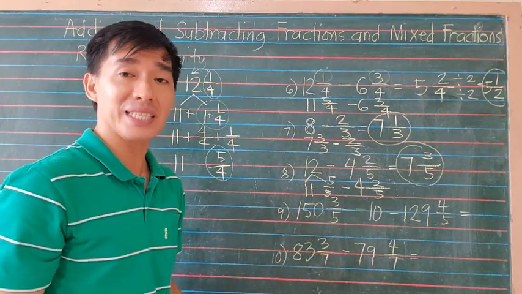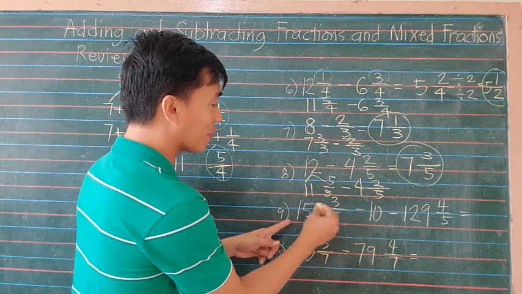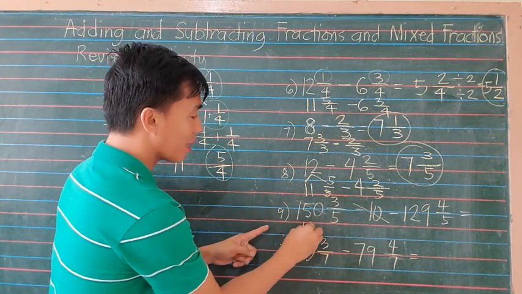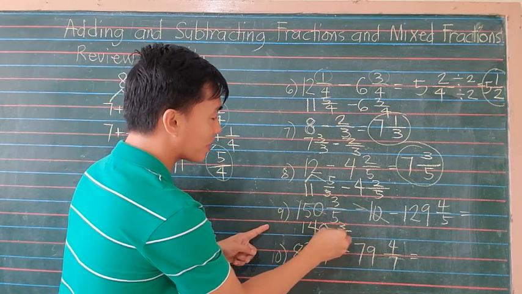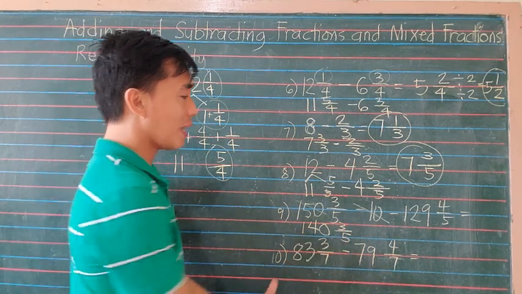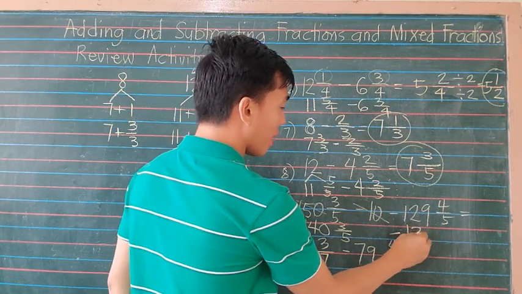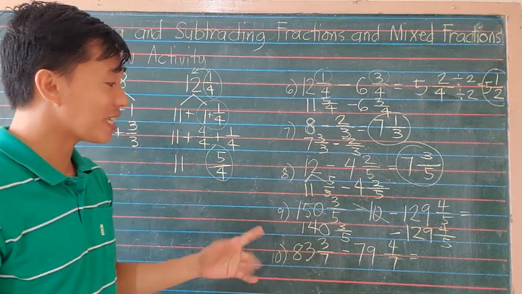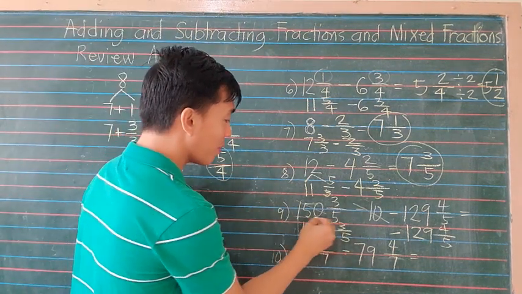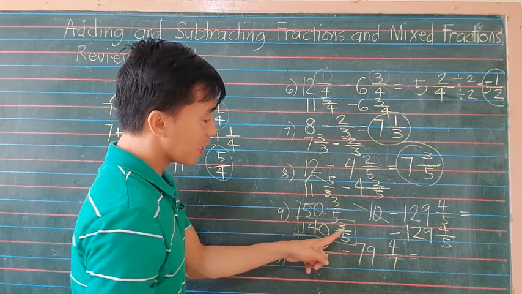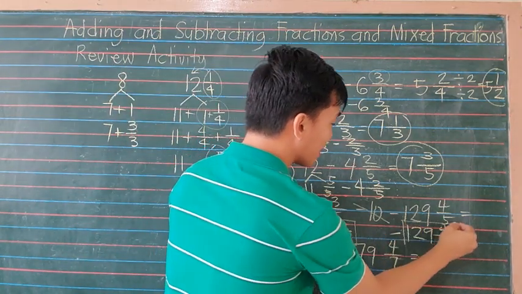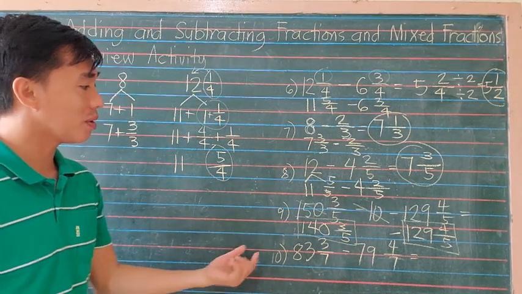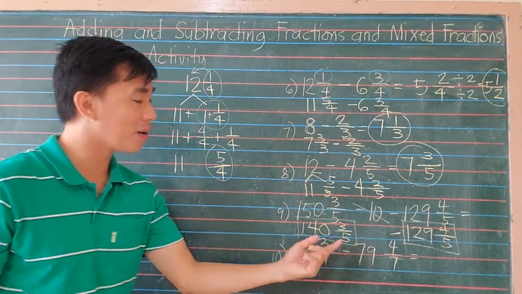Of course, we are flexible naman, so pwede na natin i-subtract yung 10 sa 150 para maging 140 and 3/5 na lang. Okay? Then, ang next natin i-subtract is 129 and 4/5. But in this case, once again, this 140 and 3/5, yung 3/5 po is not enough to be subtracted by 4/5. So, what shall we do? Of course, you really have to borrow once again.